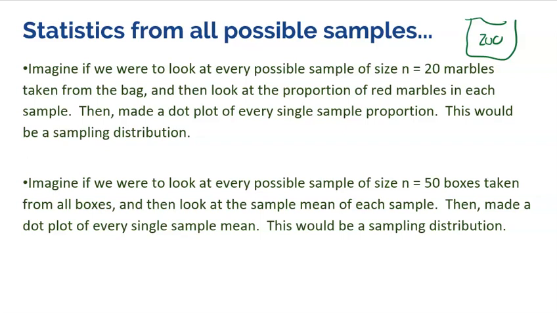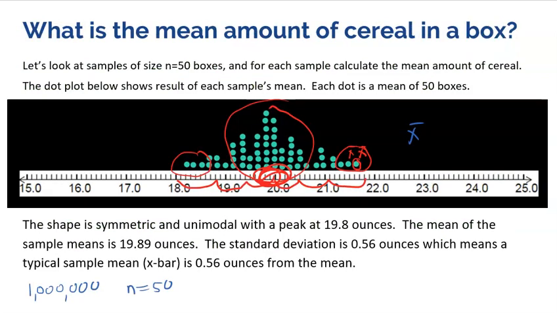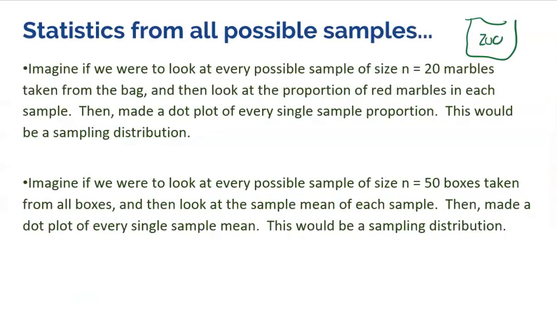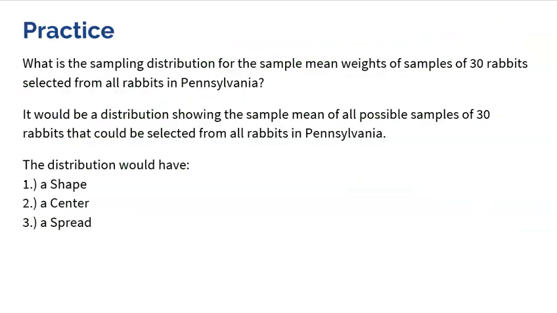Or again, imagine if I were to look at all possible sample means of 50 boxes of cereal. My example up here is a nice picture, but come on, I can count those dots. There's not that many dots in this graph. A true sampling distribution would have a dot for every possible sample mean from that population of the same size. That's a true sampling distribution. All right, so let's try to practice this.